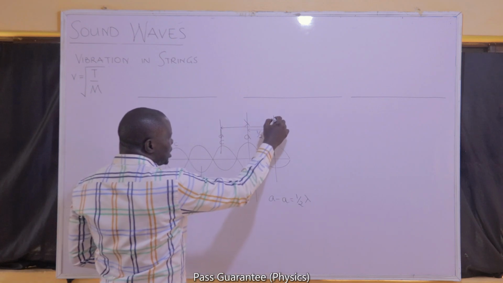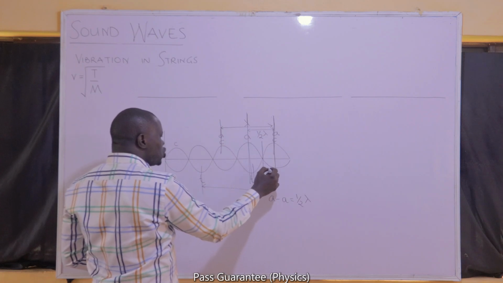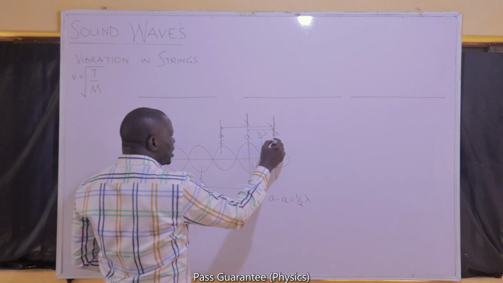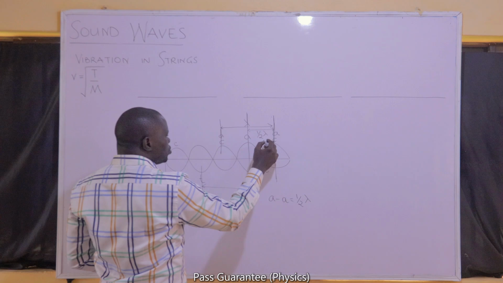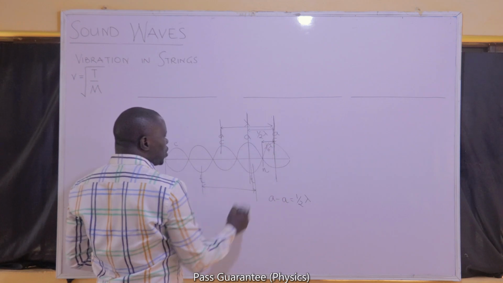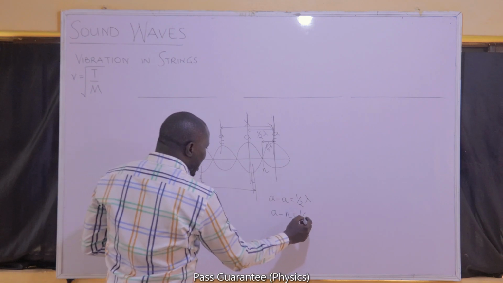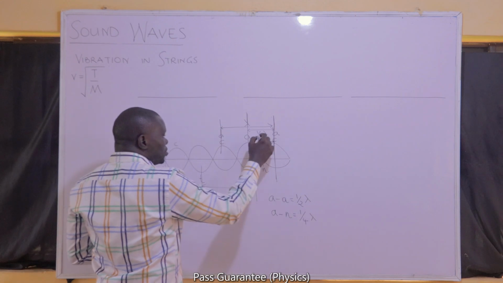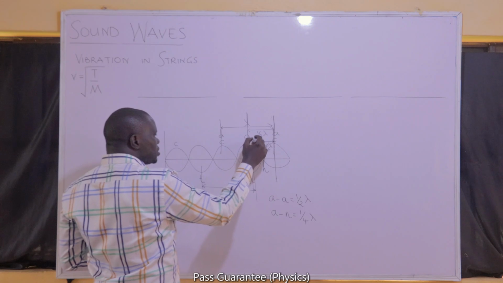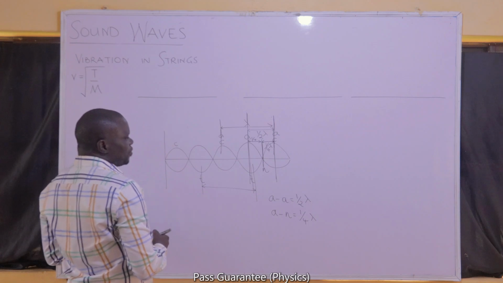Now, if the distance from an antinode to an antinode is half of a wavelength, note that a node is between an antinode and the next antinode. So I can also be asked to find the distance from an antinode to the next node. That should be a quarter of a wavelength. From an antinode to a node is a quarter of a wavelength. From the node to the next antinode should also be a quarter of a wavelength. So that is why antinode to an antinode is half of a wavelength.